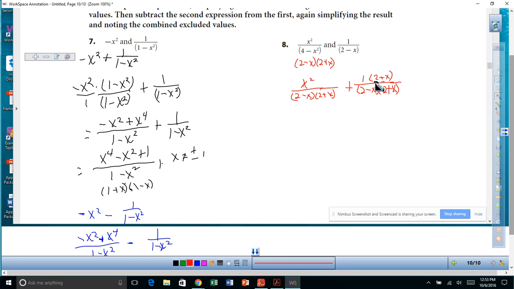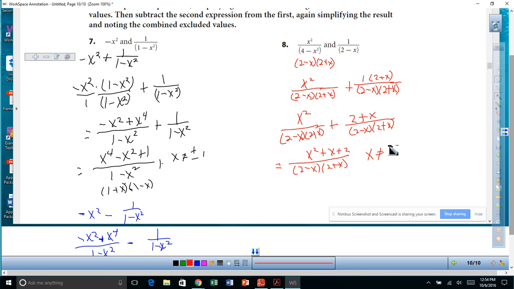All right, good. Let's do the math here. You've got x squared over 2 minus x times 2 plus x plus 2 plus x over 2 minus x times 2 plus x. So now we can combine the numerators, and we're going to have x squared plus x plus 2 over 2 minus x times 2 plus x. That's your answer. x cannot equal plus or minus 2. If you set those equal to 0, that's what you get.